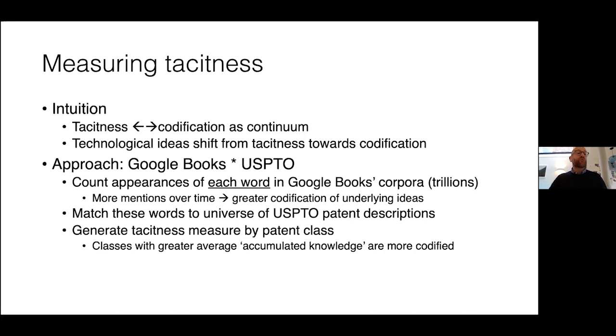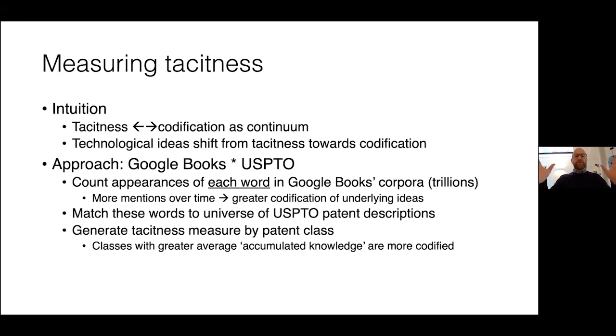What we're doing here is leveraging very rich information in the Google Books corpora and the USPTO. And what we're doing to start is to count every single word in the Google Books corpora. For those who maybe don't know, and probably most of you do, Google Books has been scanning millions and millions of books. These contain, of course, trillions and trillions of words. And so we are just counting all of the instances of every single word in all of the Google Books corpora. The idea being that words that are mentioned more over time indicate greater codification of the underlying ideas, whereas words that are mentioned less are going to be more highly tacit.